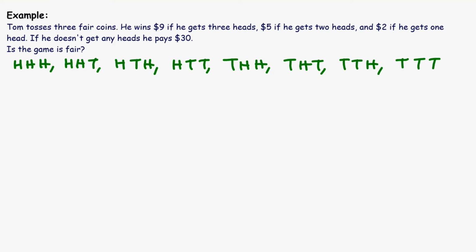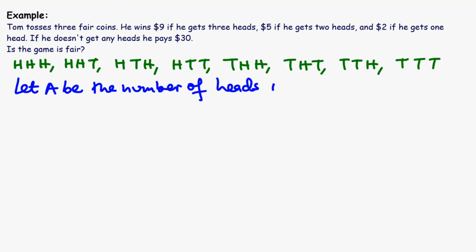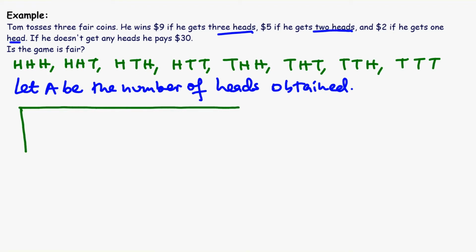Now, the random variable here is head. So we can say let A be the number of heads obtained. Because if he gets 3 heads, he gets that, if he gets 2 heads, if he gets 1 head. So this is what our focus is on. Anyway, what we need to do here is prepare a probability distribution table for what's going on here.